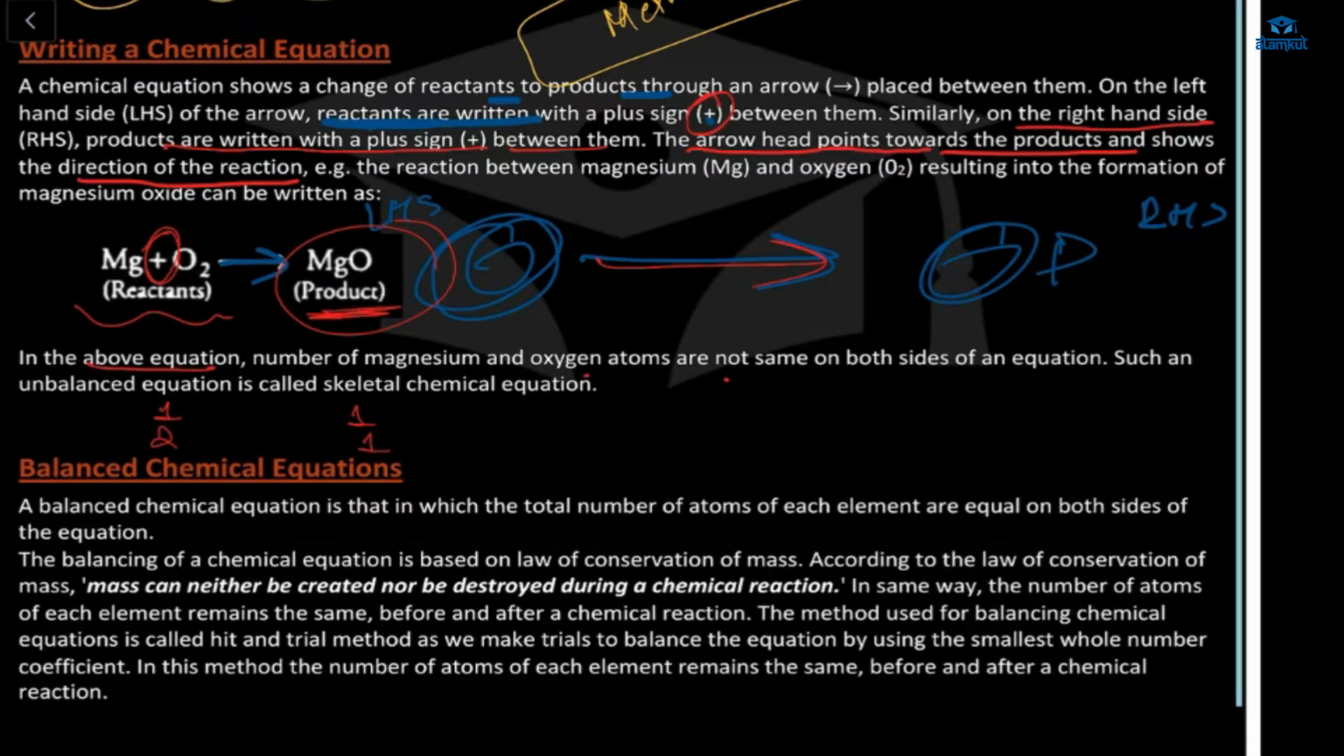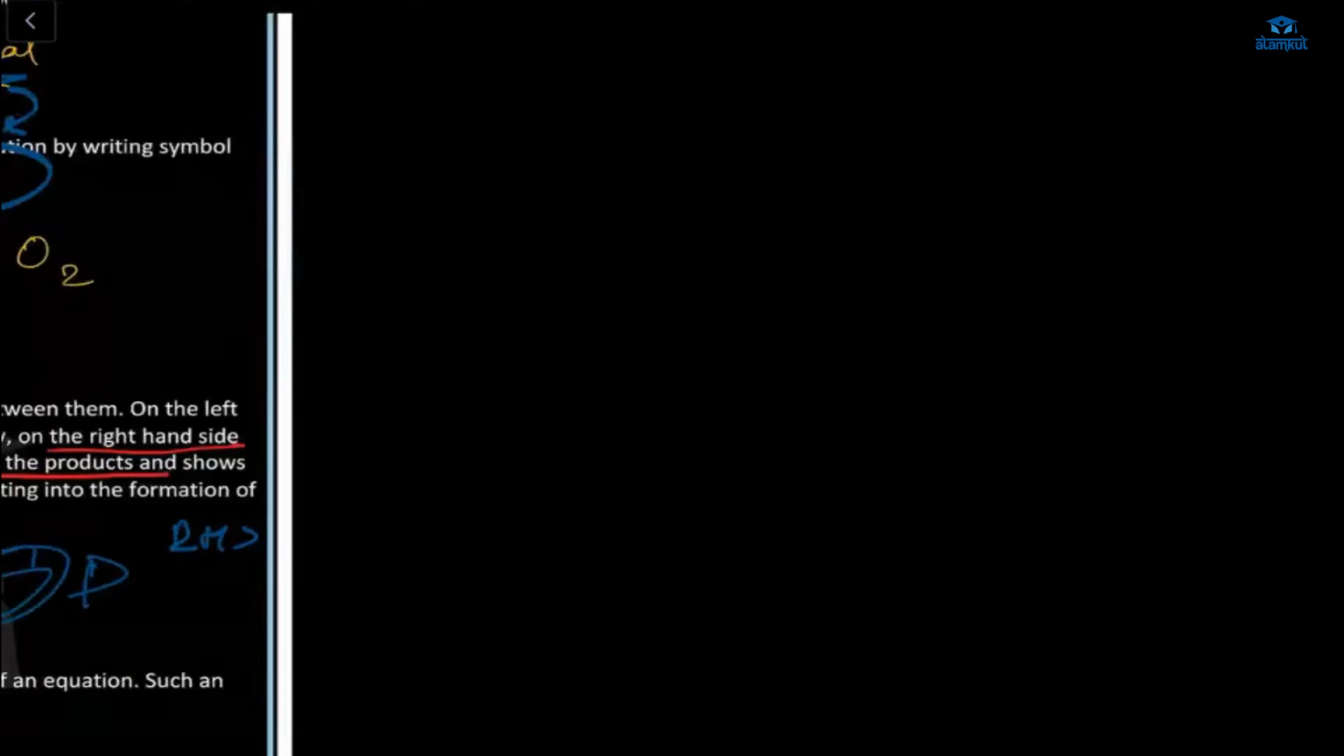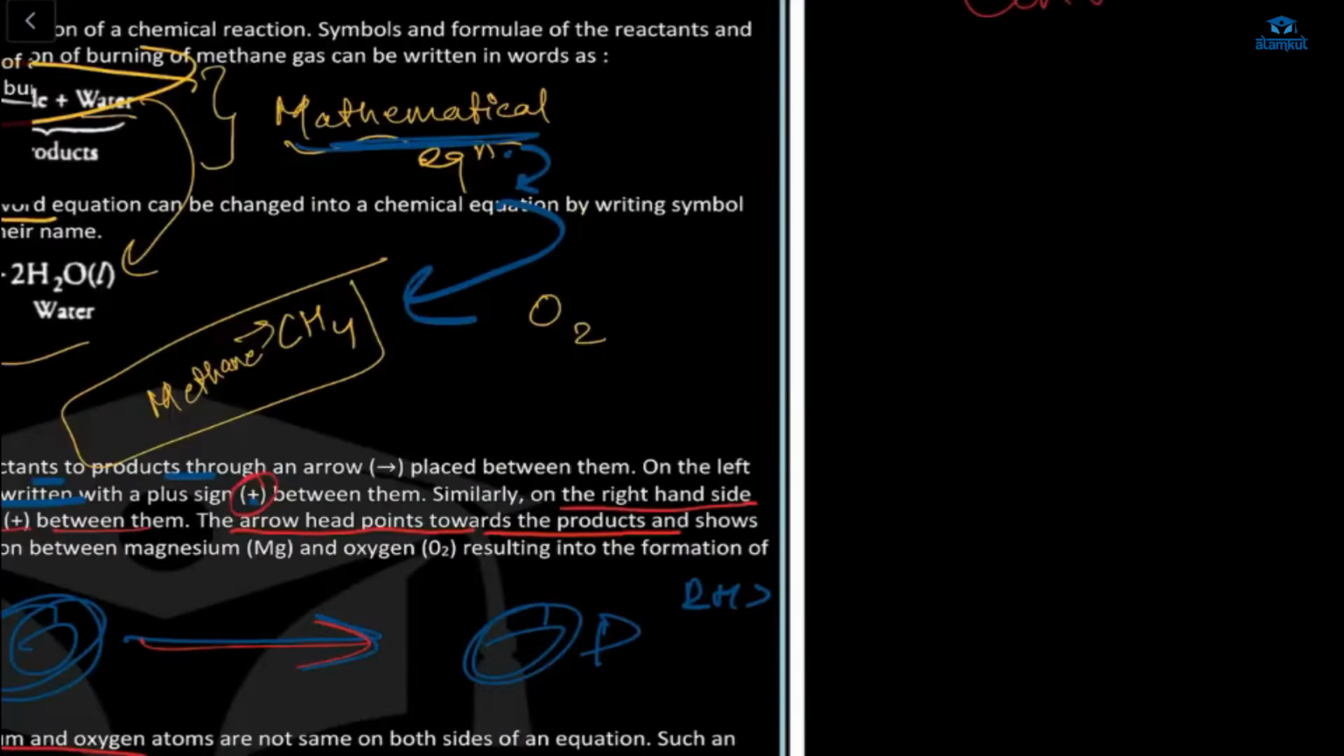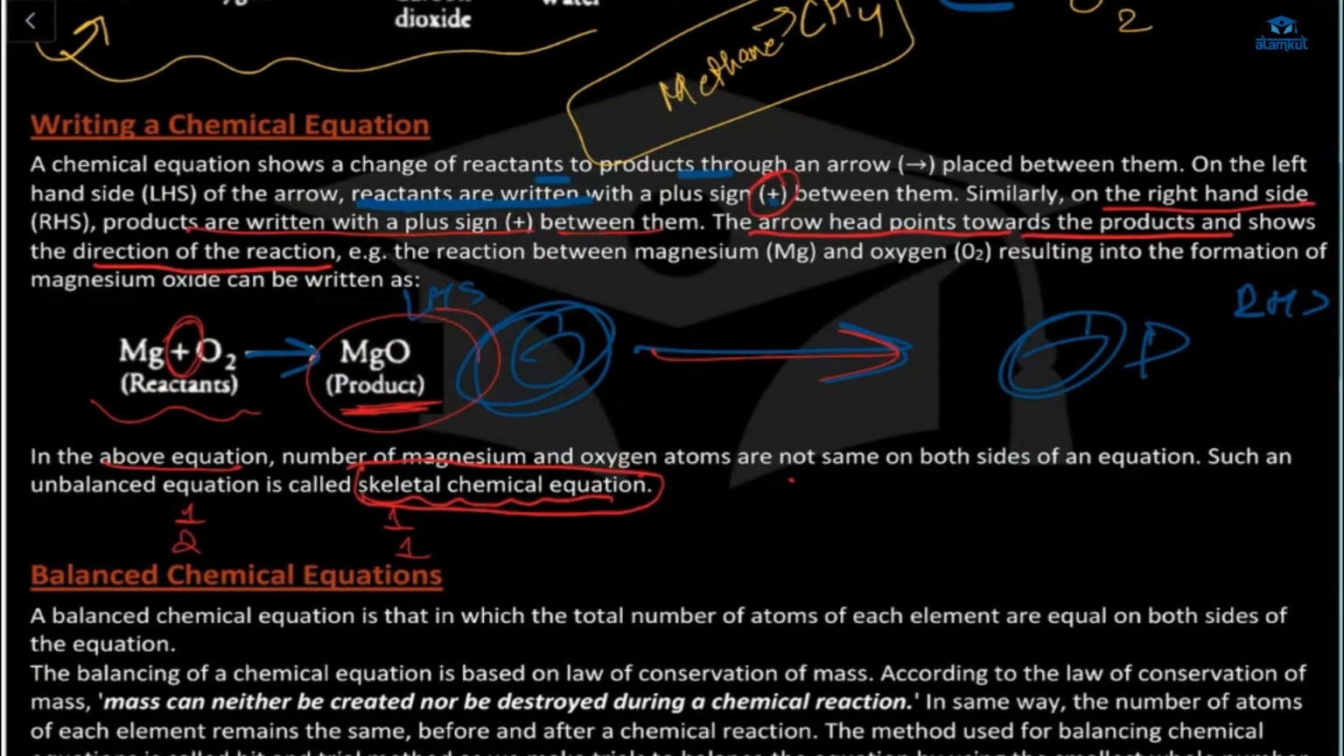So my atoms are not the same in both the LHS and the RHS. So such an unbalanced equation is known as a skeleton chemical equation. If atoms are not equal in both the LHS and RHS side, then such an unbalanced equation we call a skeleton chemical equation. It means my equation is not balanced, meaning in the LHS and RHS my number of atoms is not equal. Okay, any doubt? No, clear.